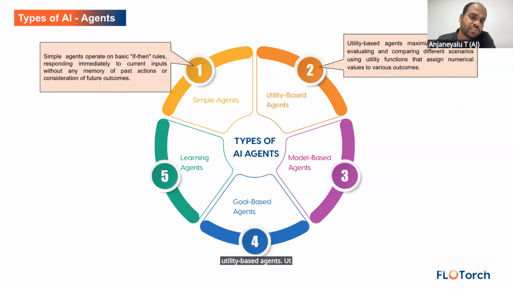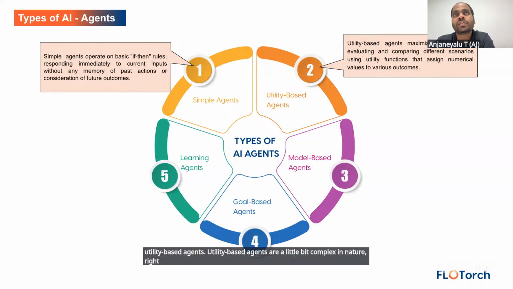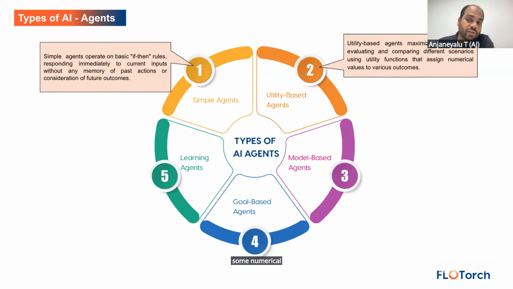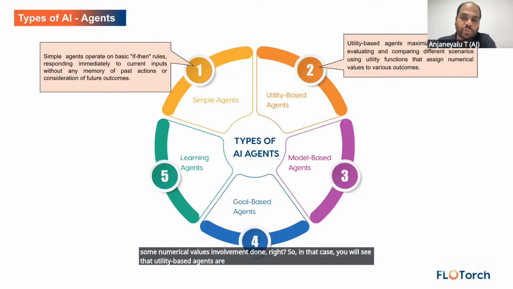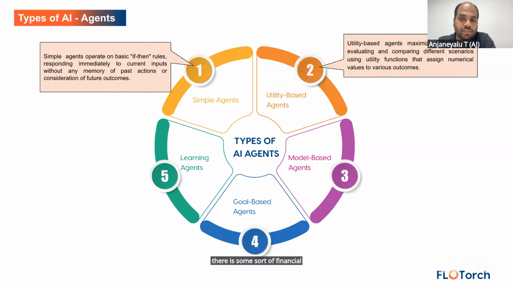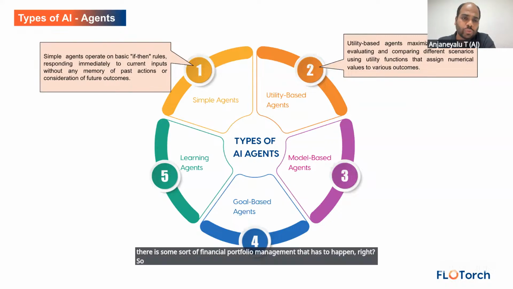So the next one is something called utility-based agents. Utility-based agents are a little bit complex in nature, right? When there is some numerical values involvement, you will see that utility-based agents are much more used. So let's say there is some sort of financial portfolio management that has to happen. In these cases you can see that utility-based agents will be used.